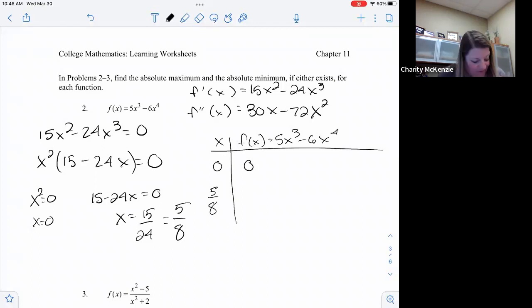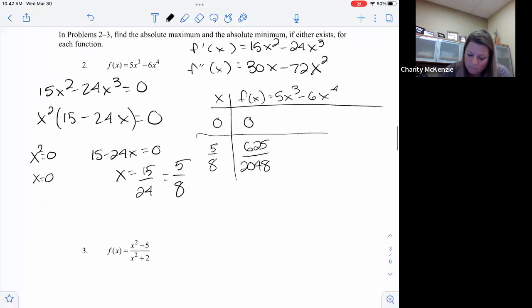If I put in the 5/8, I'm going to cheat. I did it on my calculator. I got 625 over 2048. I just used that fraction key. So 5 times 5/8 to the third minus 6 times 5/8 to the fourth. It'll give you a decimal. Click math, then fraction, and it'll do that part for you. Okay, so those are our 2 values we got by putting them in.